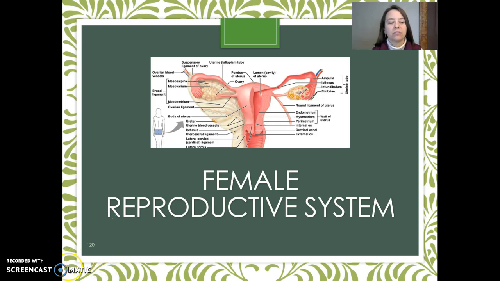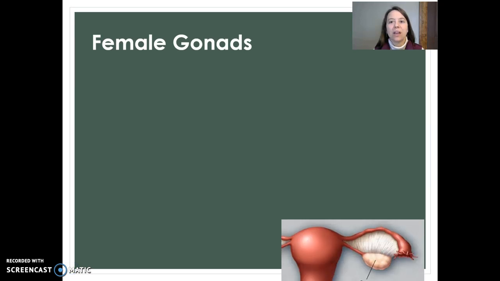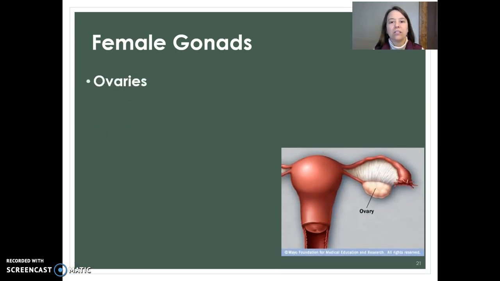Today we are in the Reproductive System, Chapter 23, Part 3, and we will be talking about the female reproductive system. So let's start out with the female gonads, which are the ovaries.